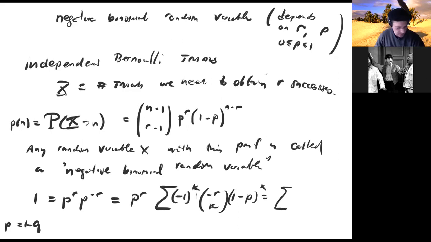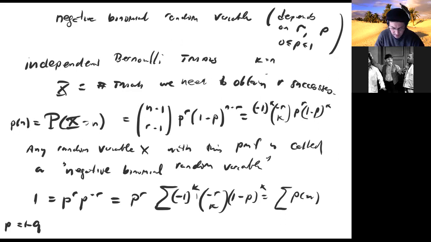This is the same thing as the summation of P of n, because this n minus 1 choose r minus 1, we saw on a previous slide, is given by minus 1 to the k, minus r choose k, p to the r, 1 minus p to the k. Here k is equal to n minus r. Okay, so 1 is equal to the sum over n of p of n. That's what we needed to see, that this is actually a probability mass function.